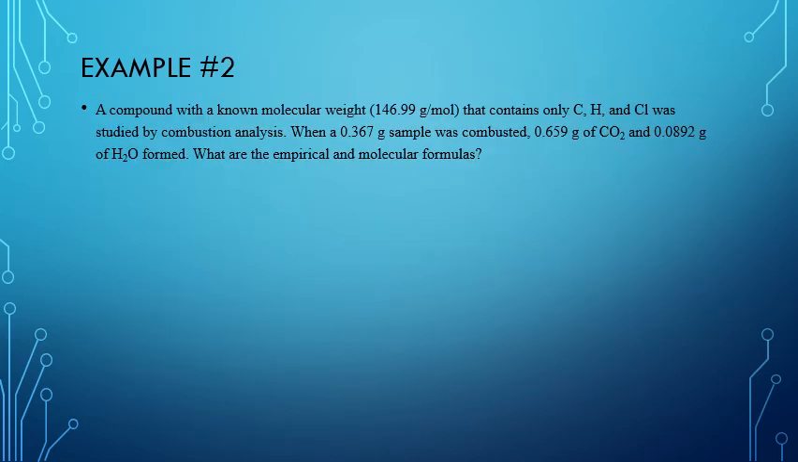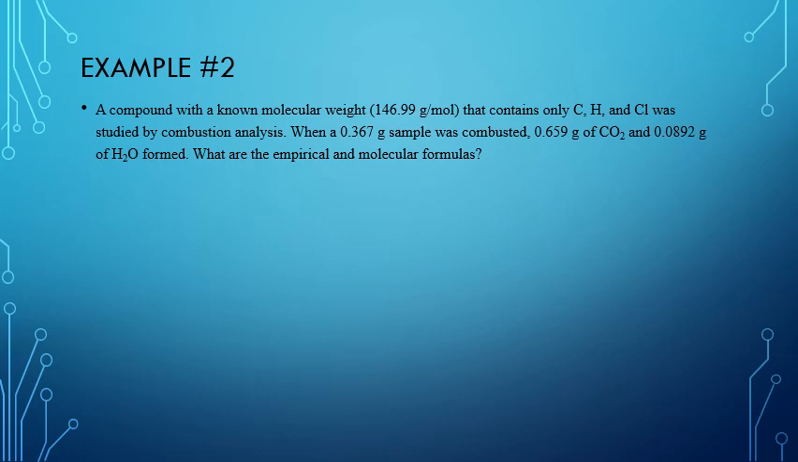For our second example, we have a compound with a known molecular weight of 146.99 grams per mole that consists only of carbon, hydrogen, and chlorine, was studied by combustion analysis. A 0.367 gram sample was combusted, 0.659 grams of CO2, and 0.0892 grams of water formed. What are the empirical and molecular formulas?